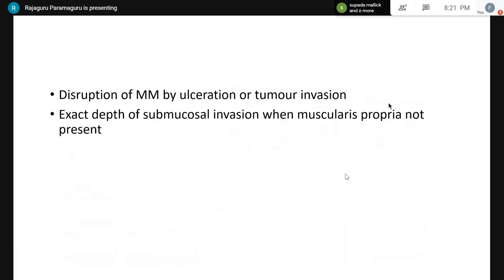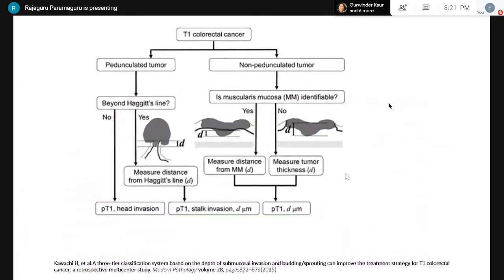If the muscularis mucosae is disrupted or ulcerated, the measurement of the depth of invasion is going to be difficult. In such a case, when you have a sessile polyp with a disrupted muscularis mucosae, the entire thickness has to be measured, and it is the pT1 with the tumor thickness being the measurement of the polyp. Whereas when the muscularis mucosae is present, the tumor thickness is measured from the muscularis mucosae till the maximum depth of invasion. That will be the distance.